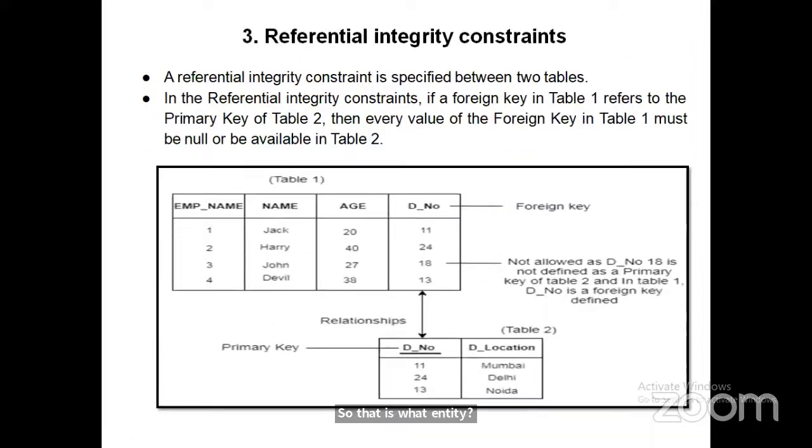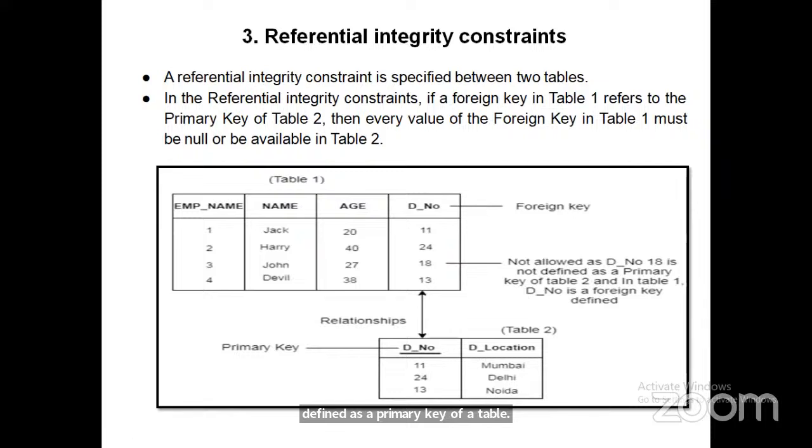Next, referential integrity constraint. Referential integrity constraint is specified between two tables. If a foreign key of table 1 refers to the primary key of table 2, then every value of the foreign key in table 1 must be null or it should be available in table 2. If you observe here, table 1 consists of employee name, age, and department number. So here, what is the foreign key? Department number. Department number 18 is not allowed here, which is not defined as a primary key of a table.